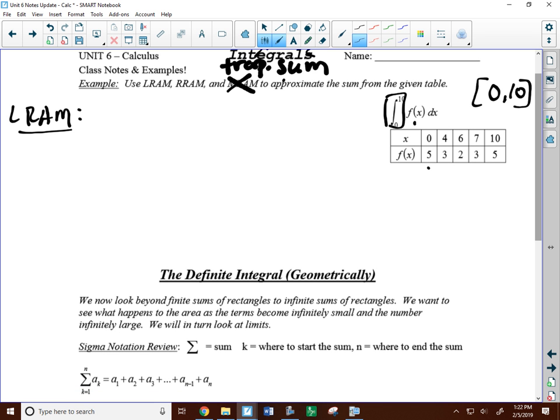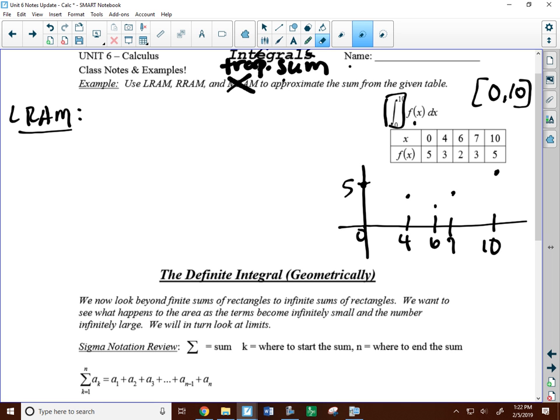Now, as soon as you get good with these, you don't have to draw a picture, but I do like to show you what's going on. So here's a rough sketch. 0, 5. All right, 0, 5 is 1 point. The next point is 4, 3. Just a rough sketch. 6, 2. 7, 3. And 10, 5. All right, so basic sketch there of the points.